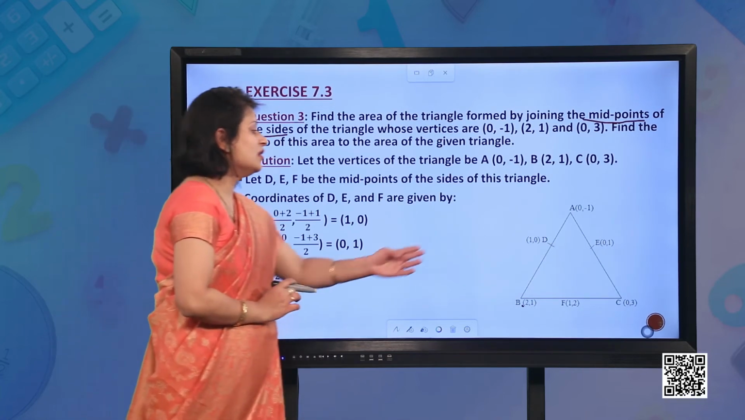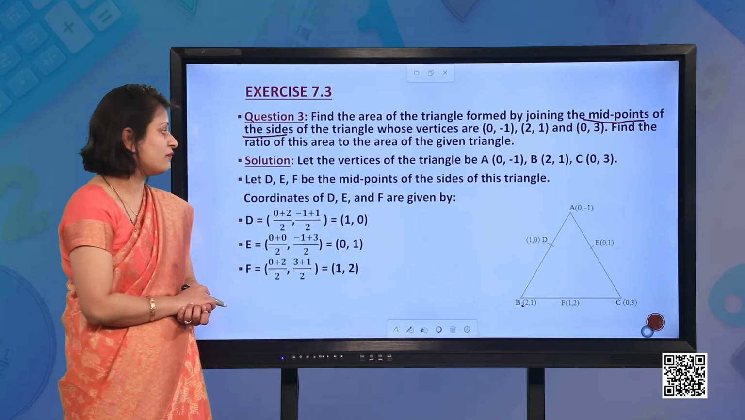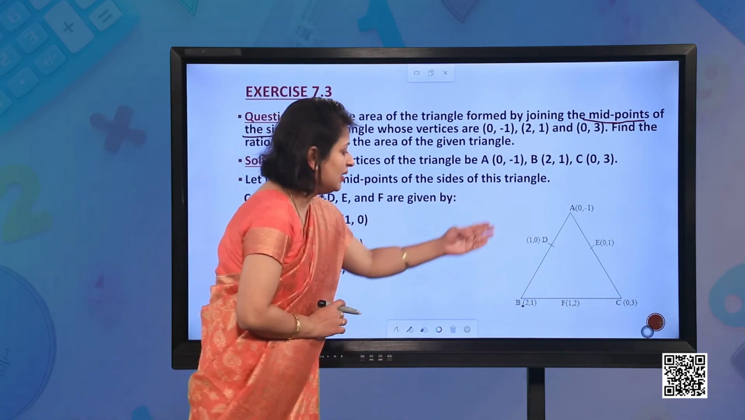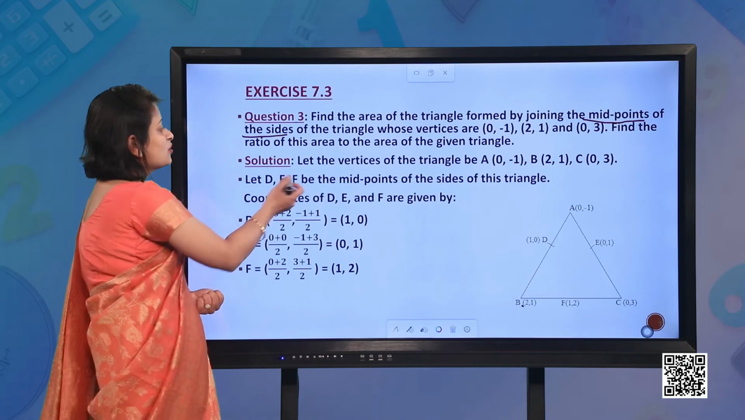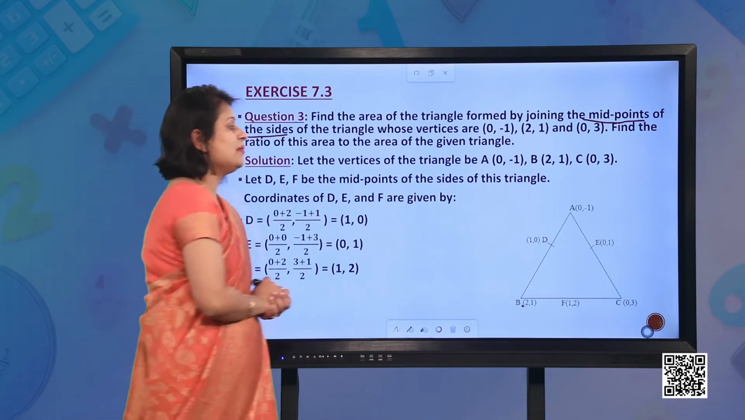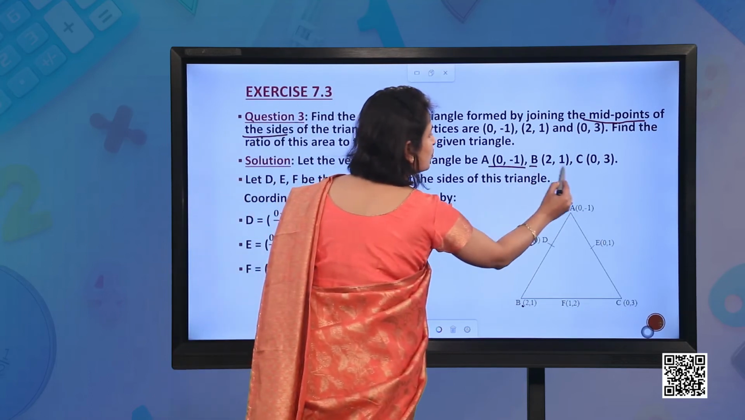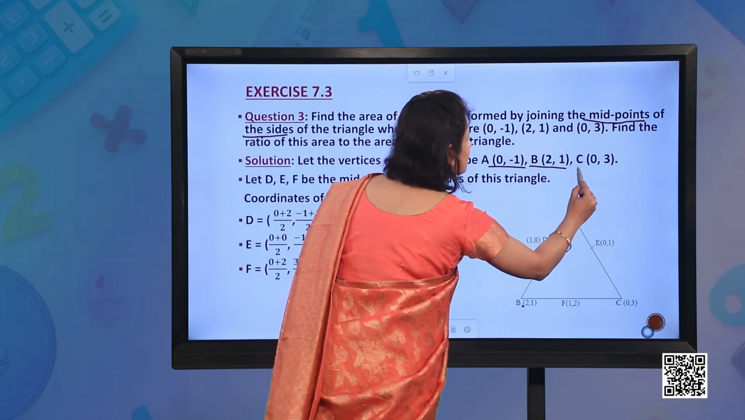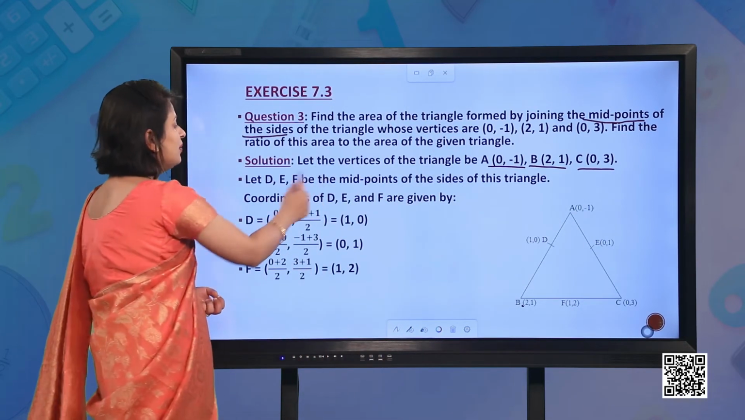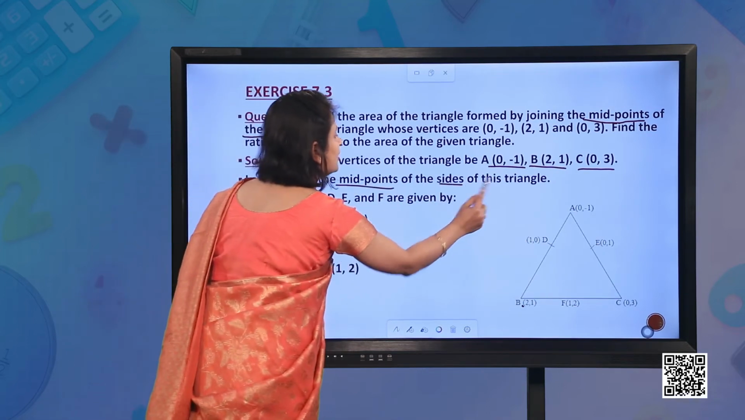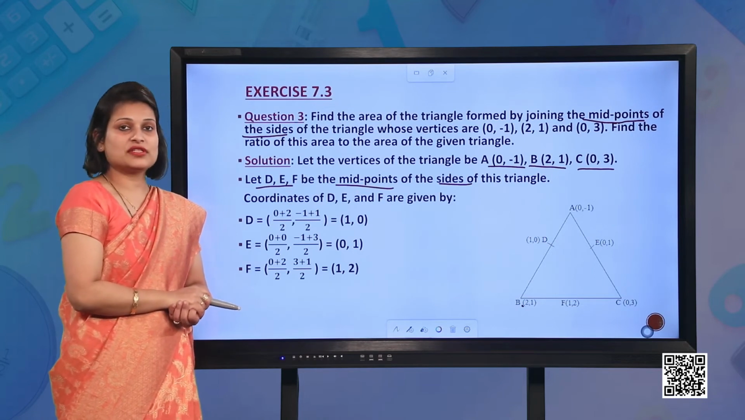So, we have considered the midpoints as D, E and F of sides AB, BC and AC respectively. So, let the vertices of the triangle be A (0, -1), B (2, 1) and C (0, 3). Let D, E, F be the midpoints of the sides of this triangle. Firstly we have to calculate the coordinates of these midpoints.